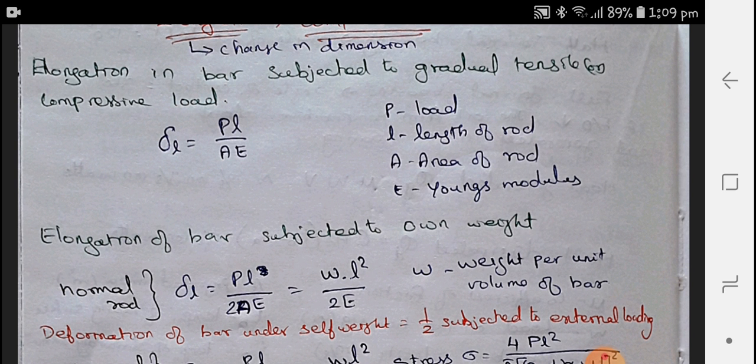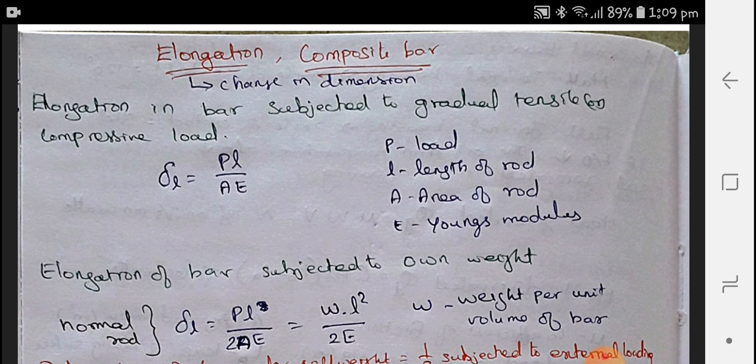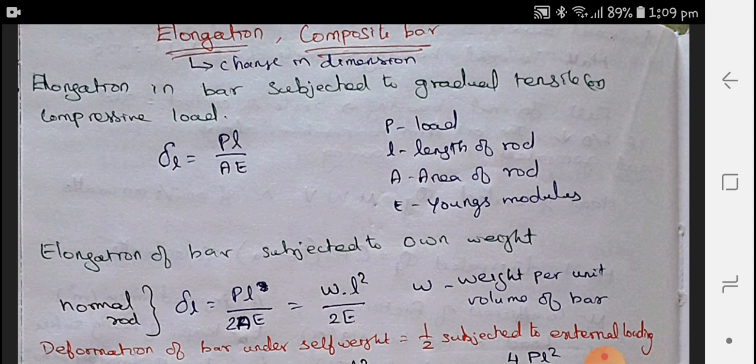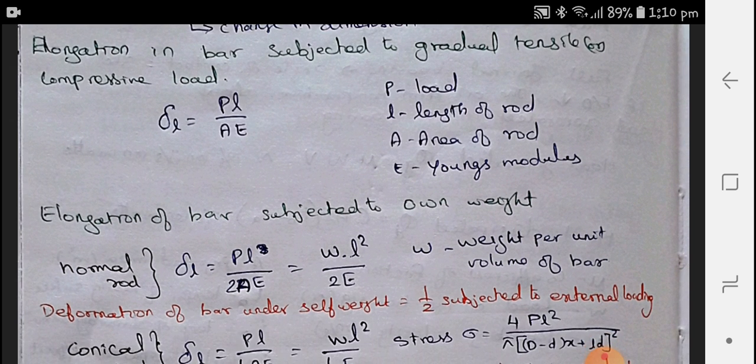It is denoted by delta L, that is change in length. Change in length is equal to PL by AE. Here I would like to notate P as the load, L is the length of the rod, A is the area of the rod, and E is the Young's modulus. Next, I would like to share a formula for elongation of a bar subjected to its own weight.